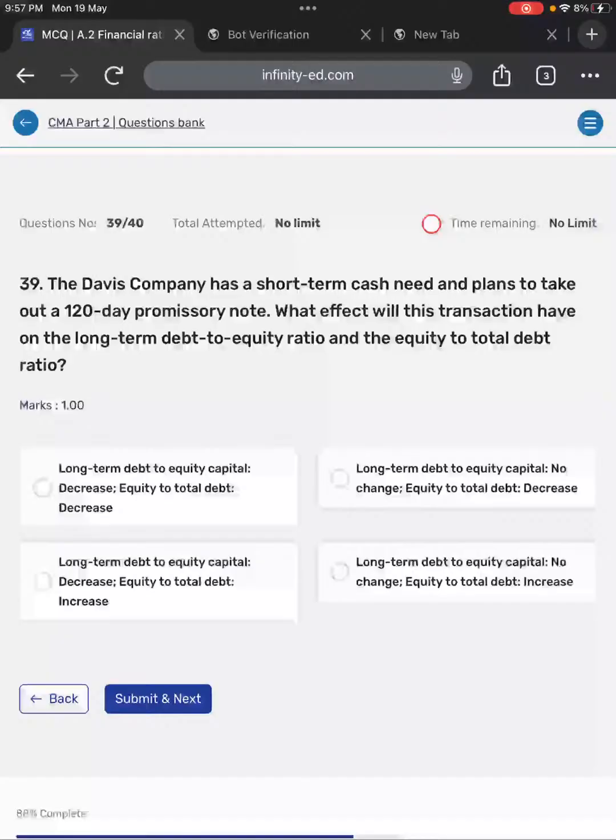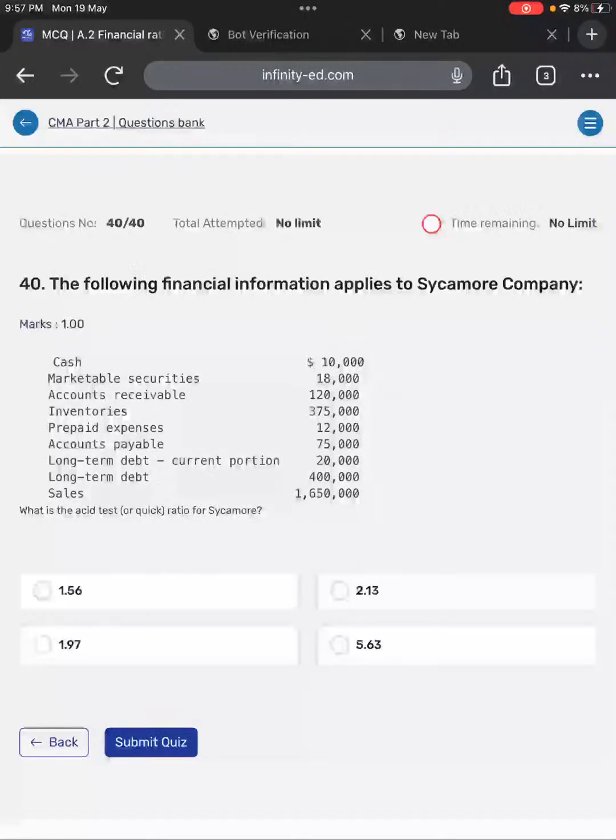Long-term debt to equity decrease. This is wrong. Long-term debt to equity no change. Equity to debt decrease. Equity to debt will increase, not decrease. Long-term debt to capital decrease. This is wrong. Long-term debt to equity no change, and equity to debt will increase. Equity to debt increase. Equity to debt decrease. Okay. Now question number 40.